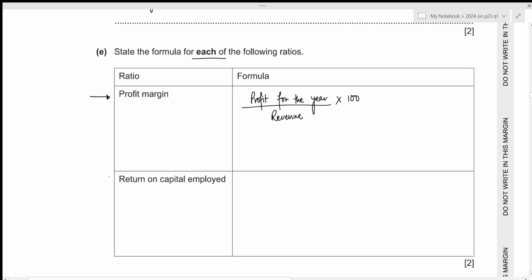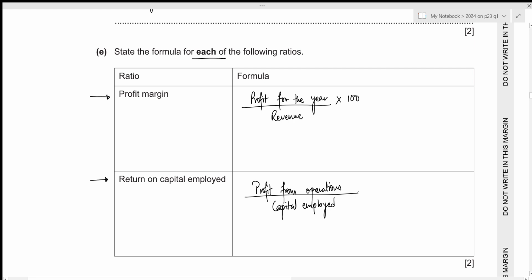Then we have the return on capital employed. So return on capital employed will show the return, which is in the form of profit from operations, by utilizing all of our capital employed, which is the sum of our equity and non-current liabilities. So that is just going to be profit from operations divided by the capital employed. Capital employed is just the sum of the equity and non-current liabilities.